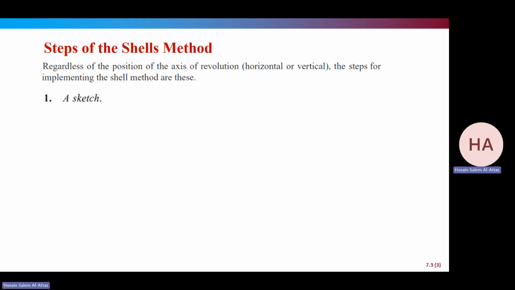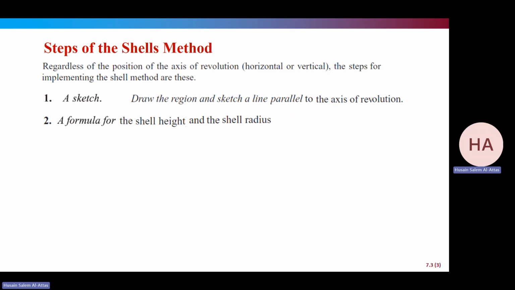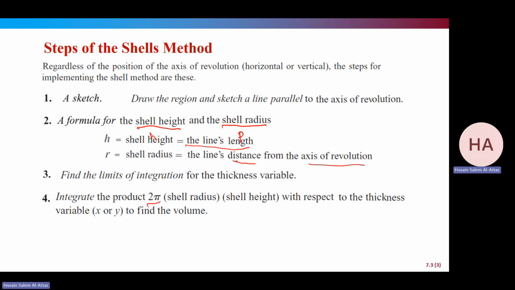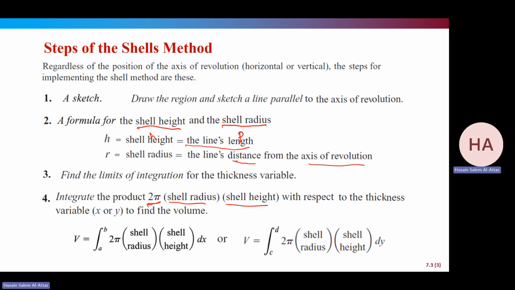The steps: sketch, the same thing. Formula for the shell height. I need to find the shell height and the shell radius, H and P. Shell height is the line's length. The shell radius is the line's distance from the axis of revolution. Find the limits of integration. Integrate, and don't forget 2 pi times the shell radius times the shell height. Thickness, x or y, so it depends. It's about the axis of revolution. I want it to be parallel to the axis of revolution.